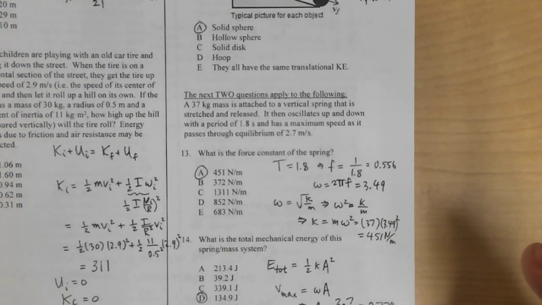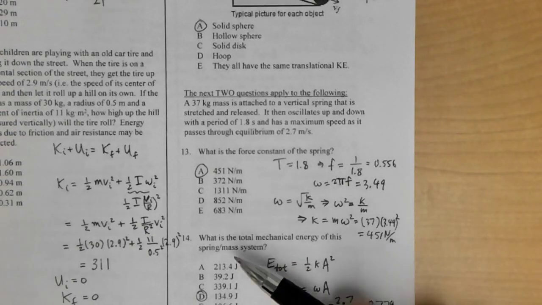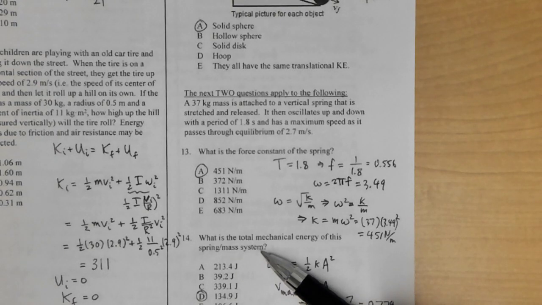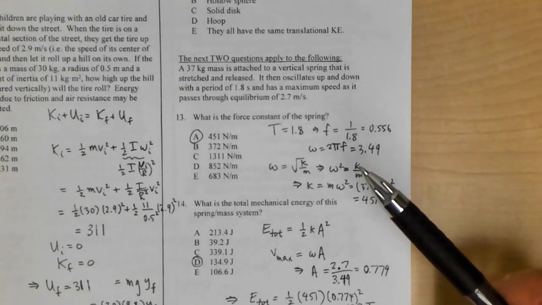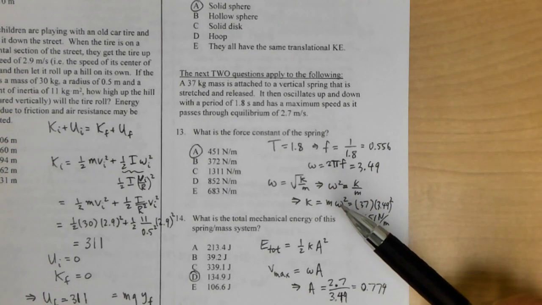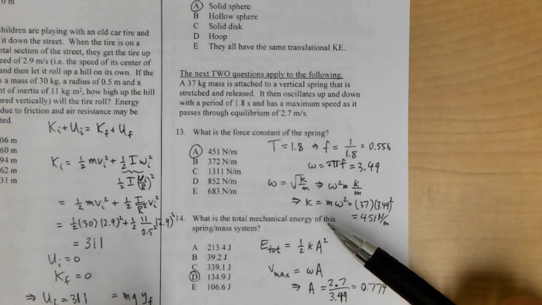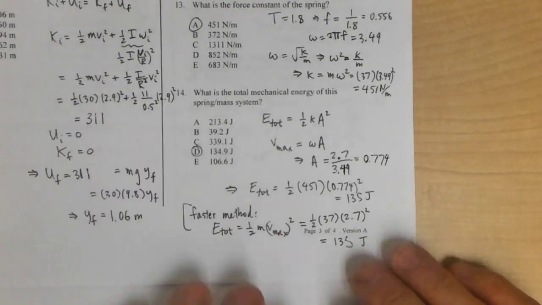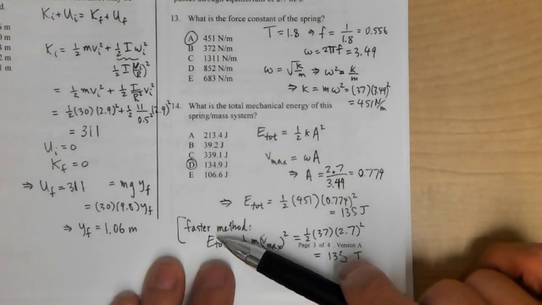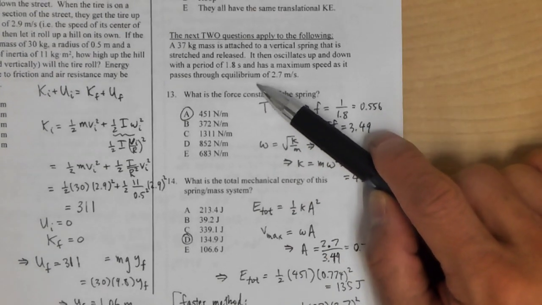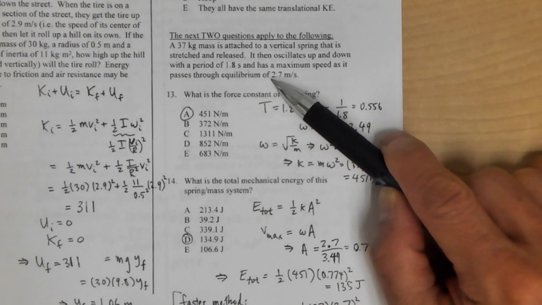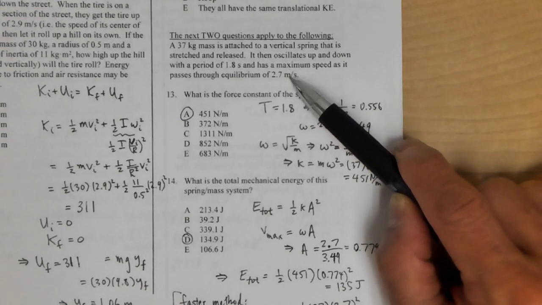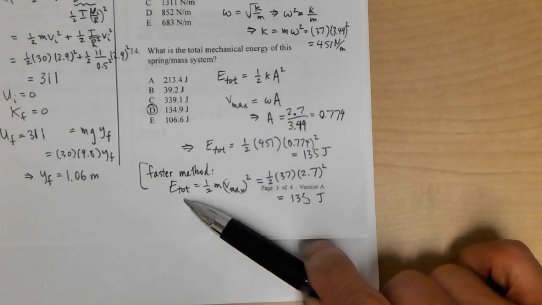All right, so now the next question they ask is, what is the total mechanical energy of this spring mass system? Okay, now we have to think a little bit. We actually have two ways to do this problem. So let me do the faster method, because this shows a little variety in the way of doing it. The information they give us is that when it passes through equilibrium, the speed is 2.7 meters per second. At equilibrium, there is no potential energy. So the total energy is just the kinetic energy.